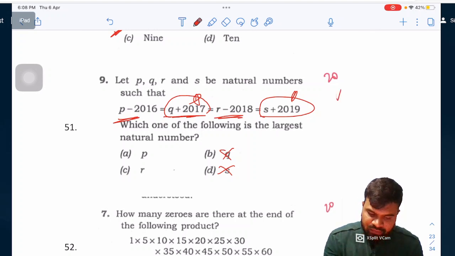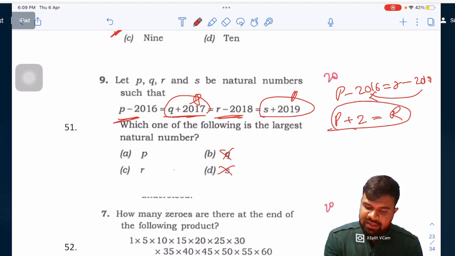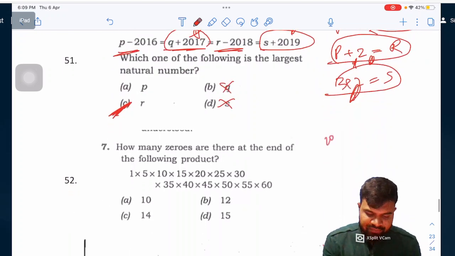From P and R, P minus 2016 is equal to R minus 2018. So when you keep it here, P plus 2 will be equal to R. That means R is the largest. It is something like 3 plus 2 is equal to 5, so 5 is greater. In this case also P plus 2 is equal to R, so R is greater. So this was a very simple question.